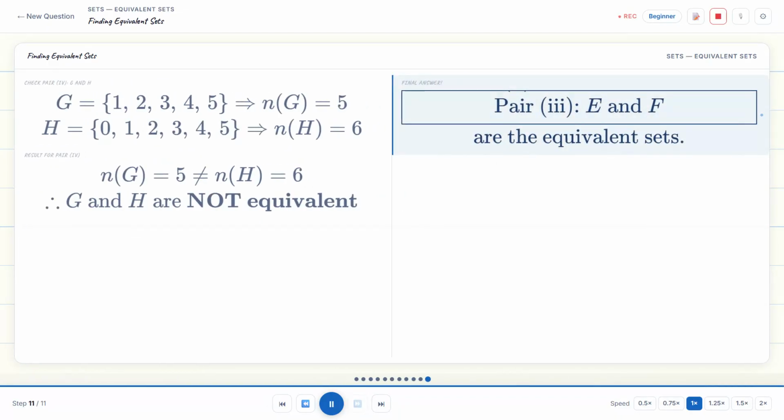We found our answer. Pair 2, which is C and D, and pair 3, which is E and F, are the equivalent sets. They each have the same number of things inside. You did an amazing job. Just remember, equivalent means same count.